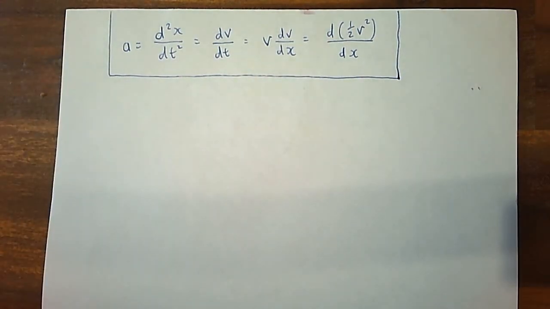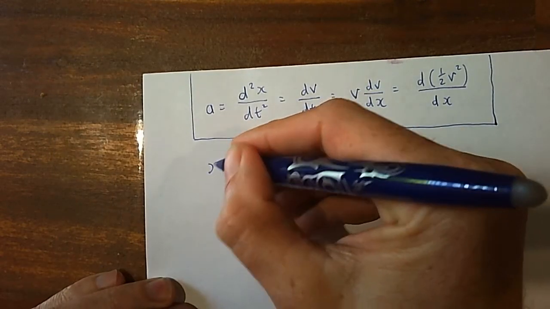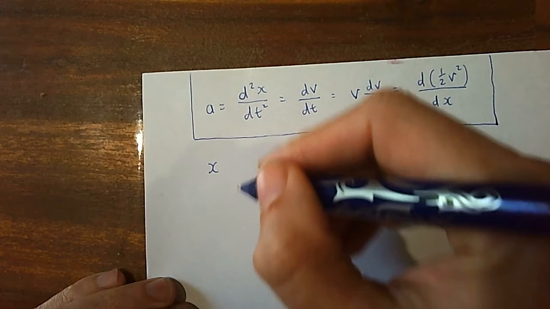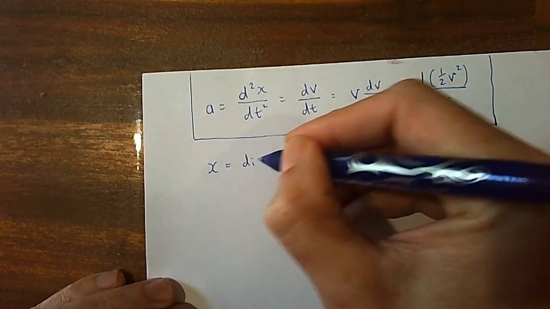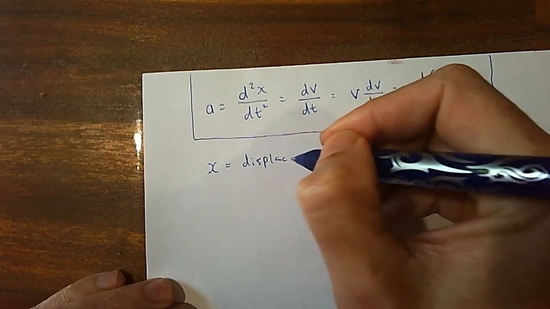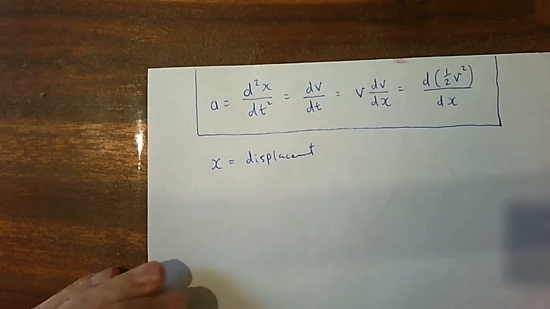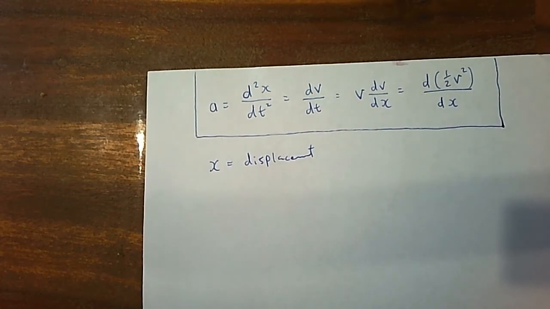Okay, we're just going to look at these different ways of expressing acceleration. And we might just start off with talking about displacement at the beginning. And often we use x to denote displacement. It's very similar to distance, except it has direction as well.